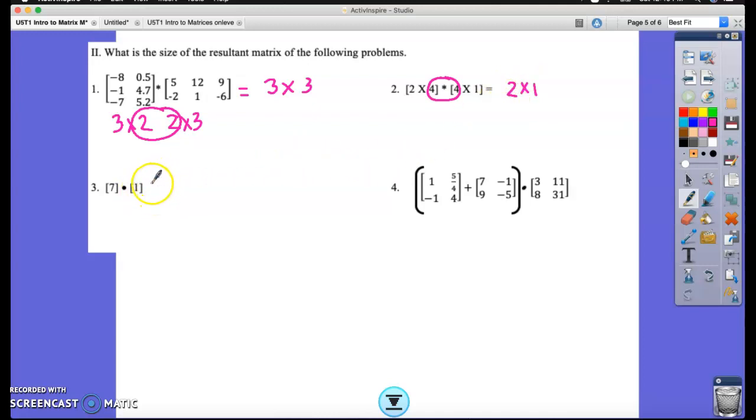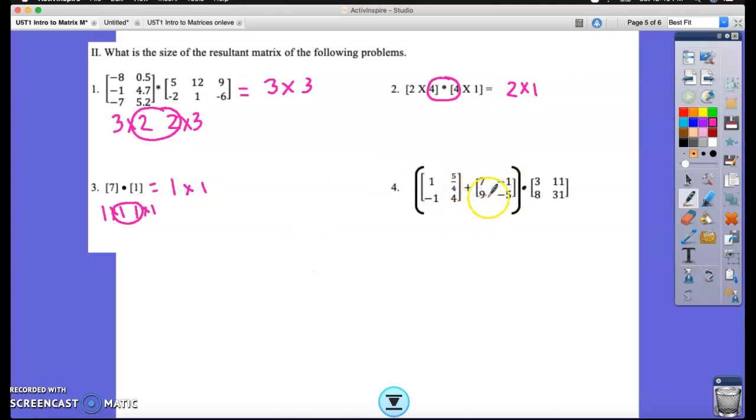Here, ooh, this looks kind of confusing. Well, that's because these matrices are so tiny. There's a bracket around 7, 1 row, 1 column. This is a 1 by 1. This guy here is also a 1 by 1. It's one entry in a bracket. It's 1 by 1. These ones match up. So my answer will be a 1 by 1.